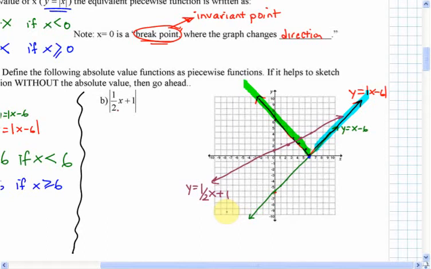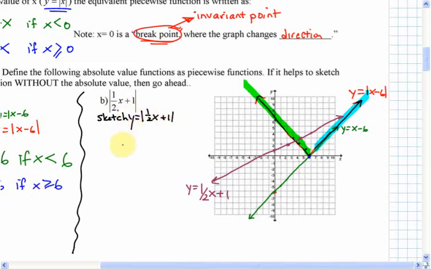Now think about what's next. I want you to not graph out y equals 1/2 x plus 1. I want you to graph out the absolute value. So remember, your goal is to sketch the absolute value of 1/2 x plus 1. How would you do that?